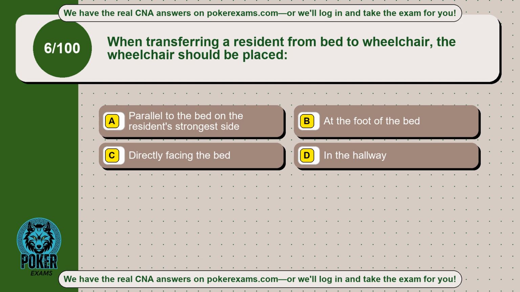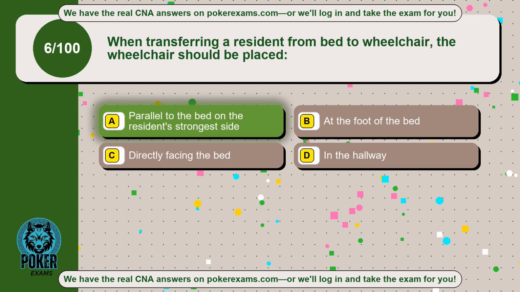Question 6. When transferring a resident from bed to wheelchair, the wheelchair should be placed: Option A. Parallel to the bed on the resident's strongest side. Option B. At the foot of the bed. Option C. Directly facing the bed. Option D. In the hallway.